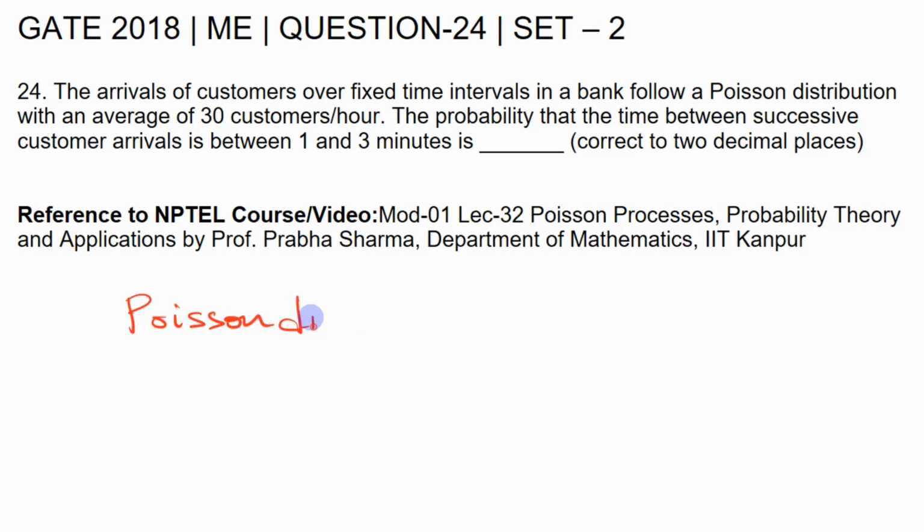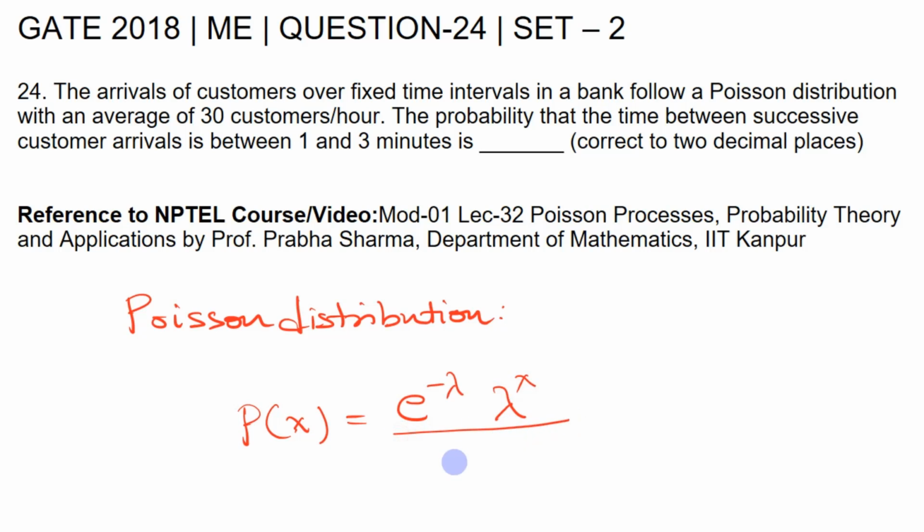distribution. This can be written as P(x) equal to e to the power of minus lambda, lambda to the power of x, divided by x factorial. Now, where x belongs to the whole numbers.